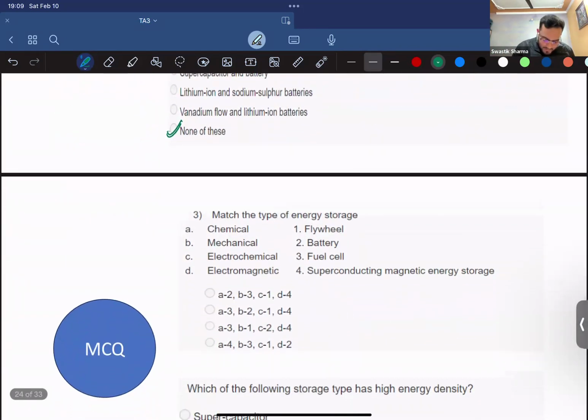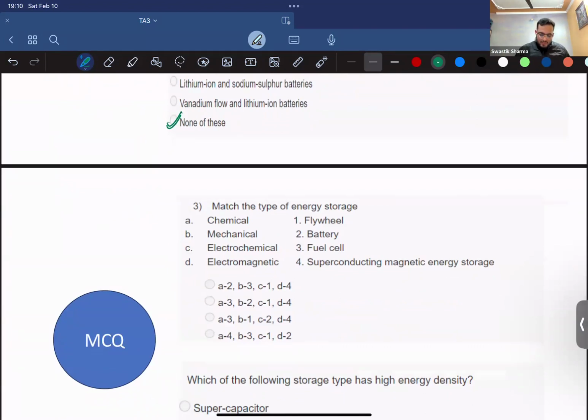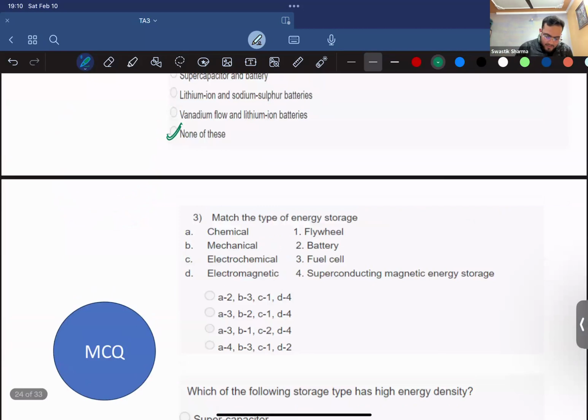Then can you solve this? Can you match the type of energy storage? So in the alphabetical sequenced category, you have the kind of energy storage system, and in the numbered sequences you have the name of that storage system. So can you relate them if anyone can do it? C, someone's told C. Two people told, right? One told C.